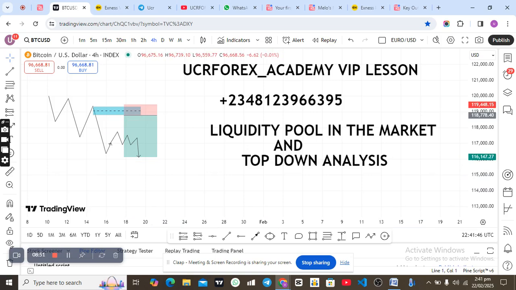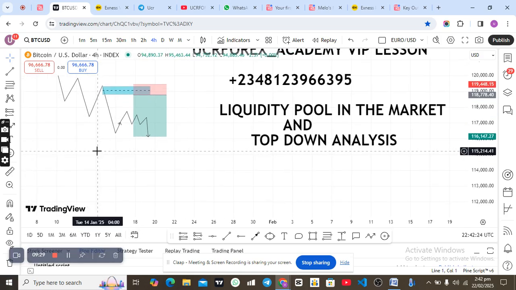So if you are to understand liquidity pools, what they are: liquidity pools represent areas where institutional traders, smart money, can execute a large number of orders without causing significant slippage. These areas often align with swing highs and swing lows or consolidation zones. Do you understand? Let me come again and re-explain everything I've said now. Liquidity pools represent areas where institutional traders, smart money, can execute a large number of orders without causing significant price slippage.